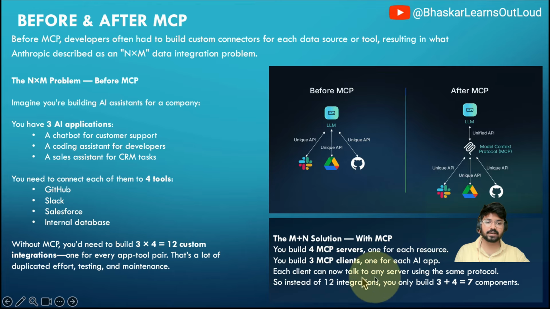So the multiplication is reduced to addition. In this example, 12 custom integrations are reduced to only seven components. And even if there are other AI applications that also need to leverage these external data sources, we don't need to do anything. We can simply connect those AI applications using the MCP server, because it follows a common standard, it is secure, and no headache, no maintenance, and no duplicated effort is required. So this is one of the problems solved after MCP came into the market.